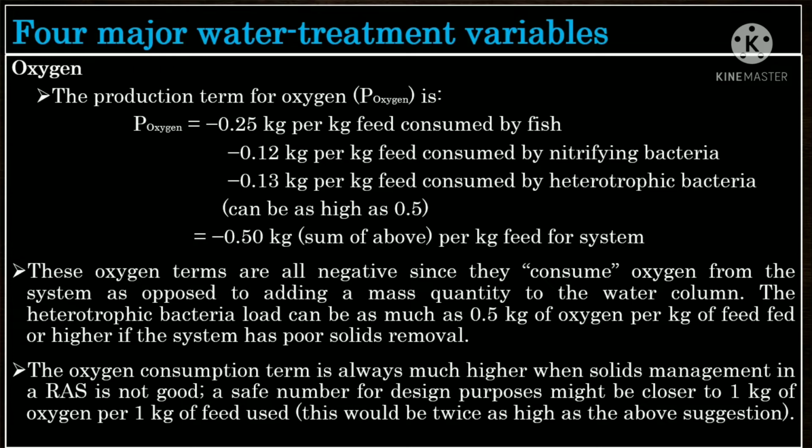The production term for oxygen is: P oxygen equals negative 0.25 for the feed consumed by the fish, negative 0.12 for the feed consumed by the nitrifying bacteria, and negative 0.13 kilograms for the feed consumed by the heterotrophic bacteria. It can be as high as 0.5, and 0.50 kilograms is the sum of the above per kilogram of feed for the system.